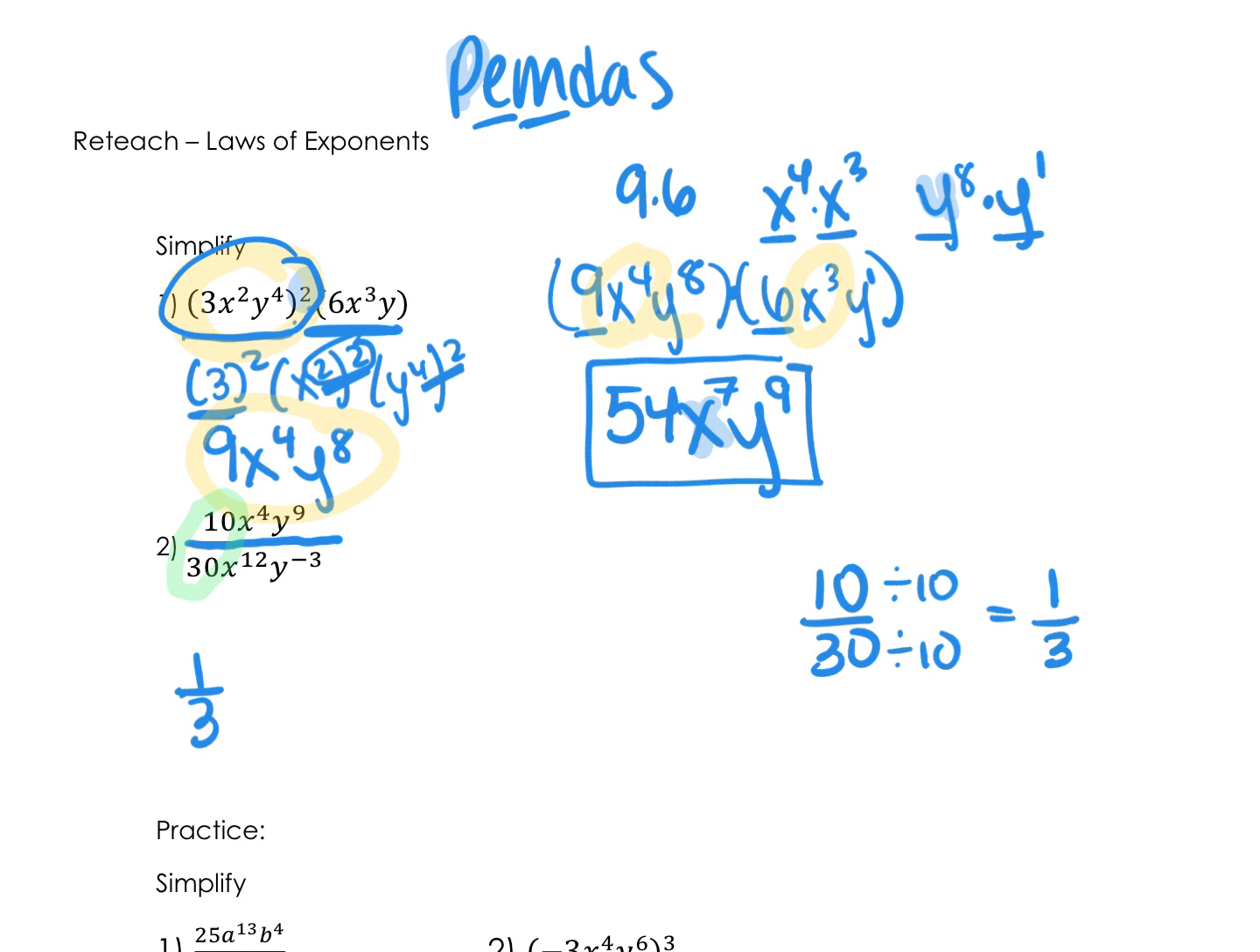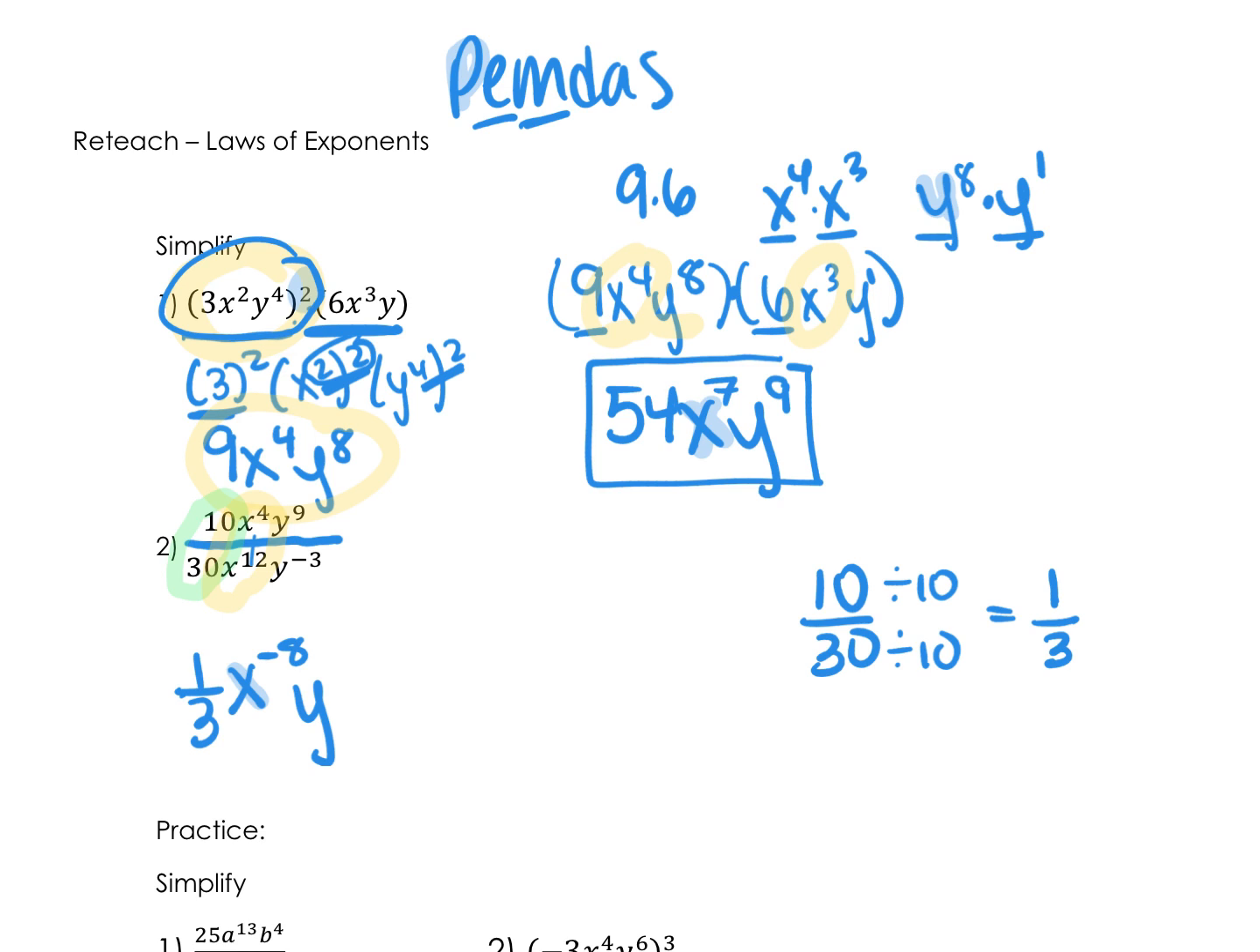Then we're going to divide our x's because they have the same base. To divide your x's, you're going to subtract the exponents. You're going to do 4 minus 12. And when you do 4 minus 12, you're going to get -8. So it's going to be x to the -8 power. Okay? So our coefficient is 1/3. We subtracted the exponents for the x's because those have the same base. And now we're going to subtract the y exponents because we're dividing those. And when you divide two things of the same base, you subtract the exponents.